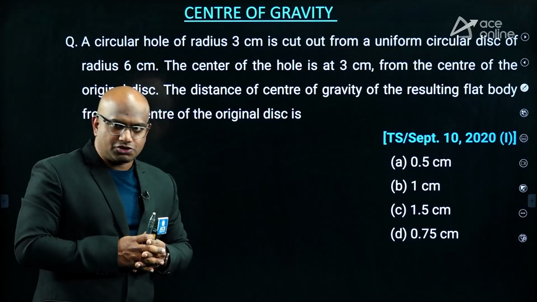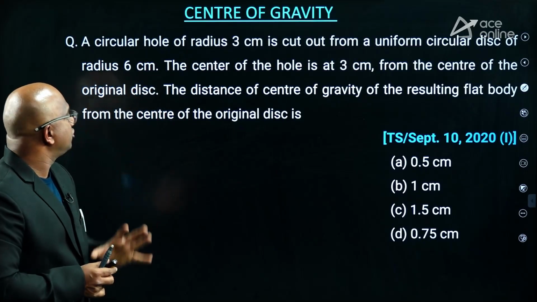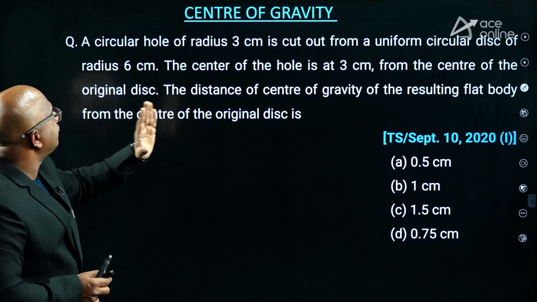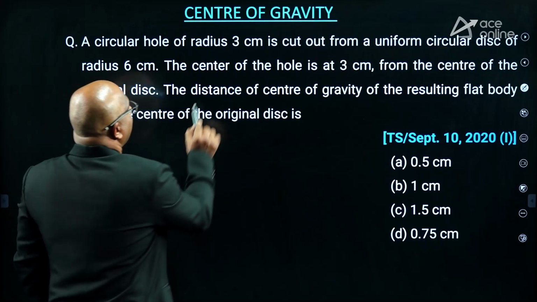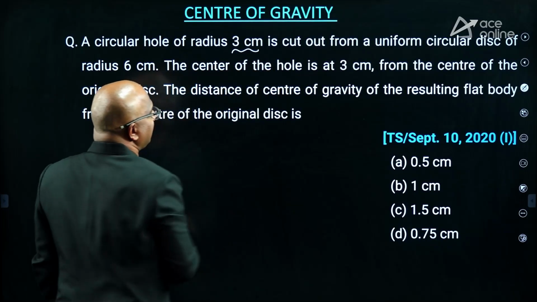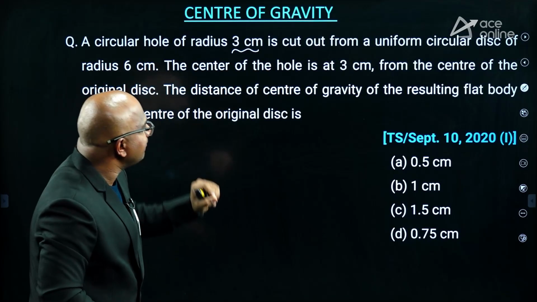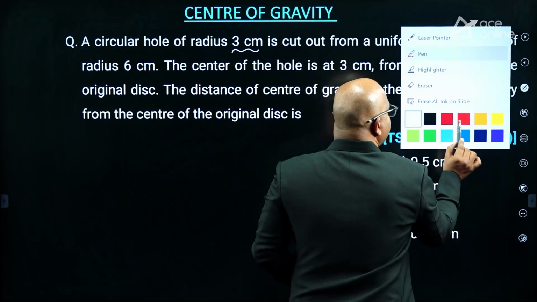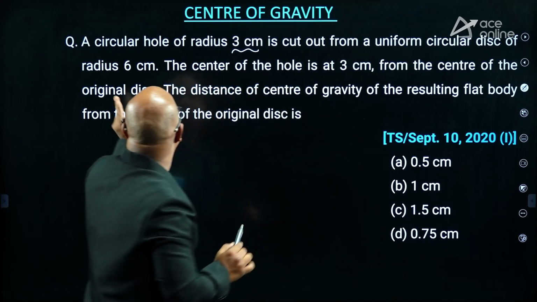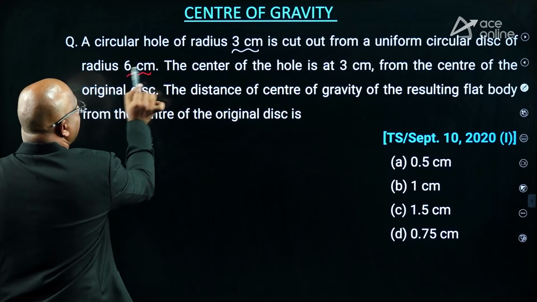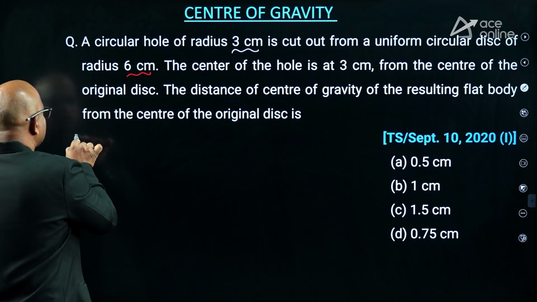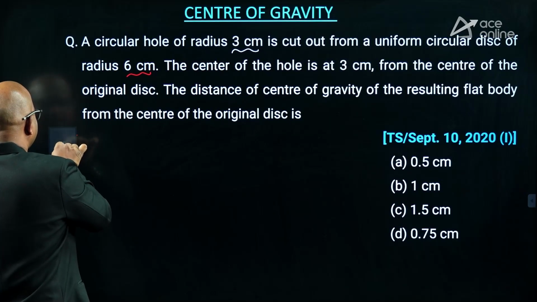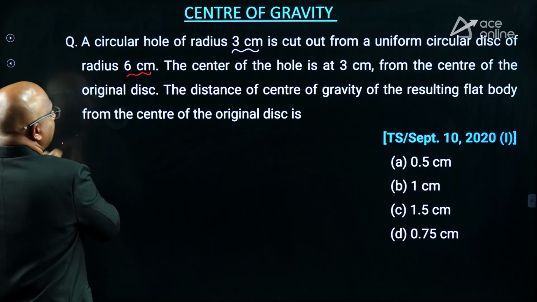Yeah, guys, this question to you guys. I'm leaving this question with you. A circular hole of radius 3 centimeters is cut out from a uniform circular disc of radius 6 centimeters. Getting an answer, everyone? So the question is like this, listen carefully, sir. Listen carefully, guys.